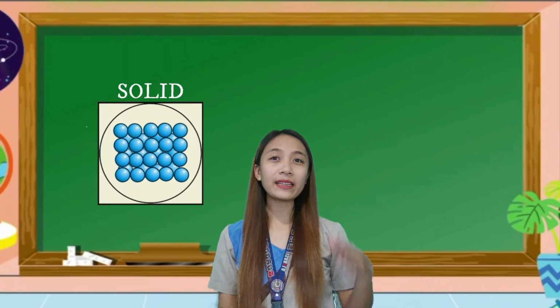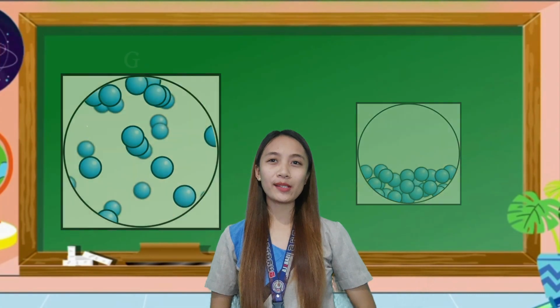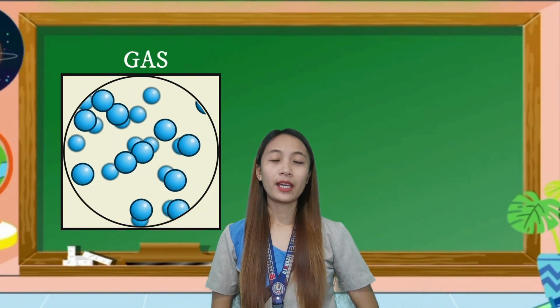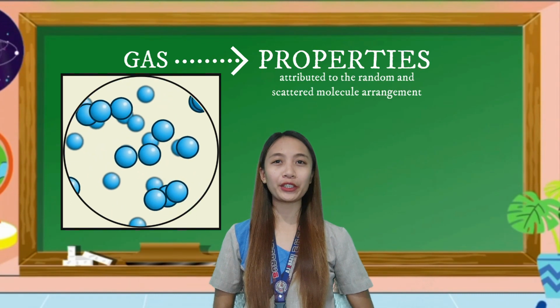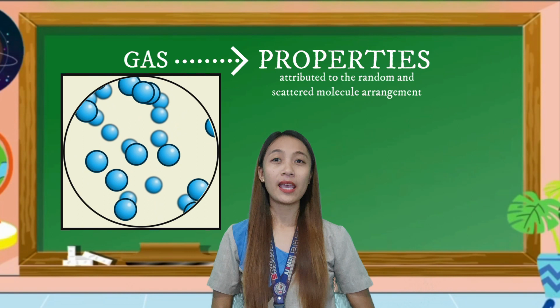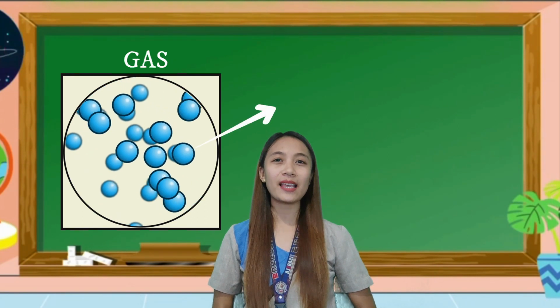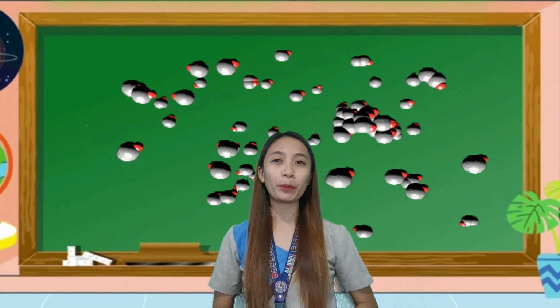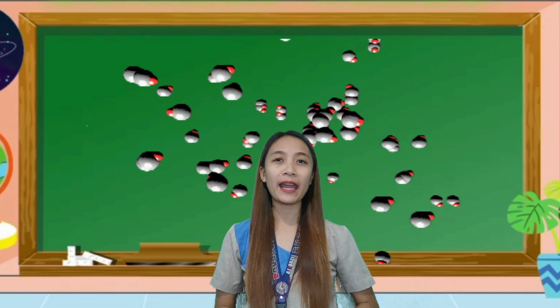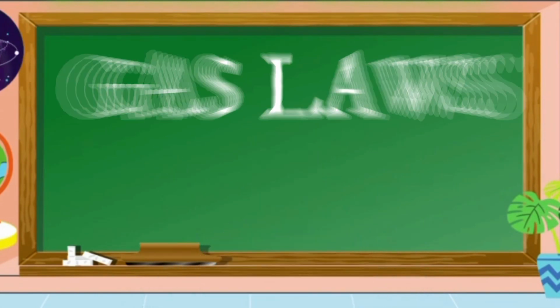Like solids and liquids, gases are also made up of molecules. The properties of gases can be attributed to the random and scattered arrangements of its molecules. This is because gases have very weak intermolecular force of attraction. For today, let us learn more about the properties of gases through the different gas laws.